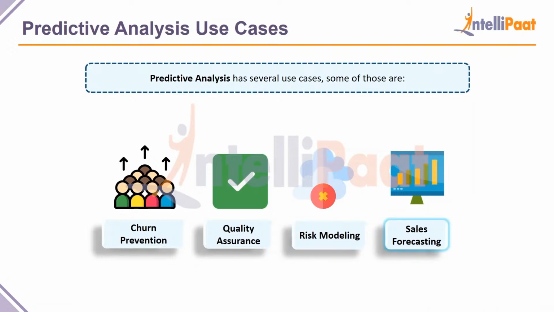Then comes sales forecasting. So this one is the easiest to understand. If you have historical data about sales, you could do predictive analysis to make forecast about how the sales is going to go for the coming week or the coming month, and that way, after predicting the sales, we can very easily make changes if changes are necessary in our sales strategy.